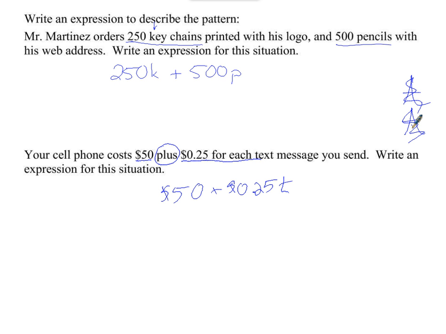Does this get it done? We're charged $50 right off the bat, no matter what. And then if we send text messages, we get charged a quarter for each text message we send. What happens if we send 0 text messages? Then we still get charged $50 because that's the monthly fee to have the phone, right? Does that make sense for what we have written here? Yeah. And we're going to be doing this a lot this year.